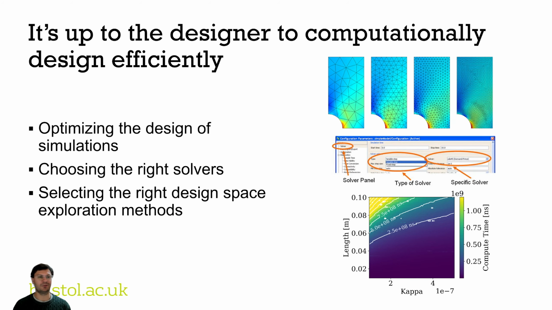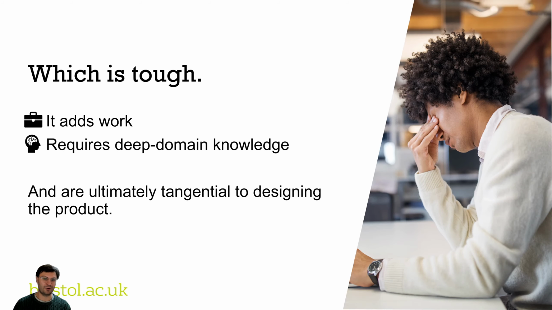At the moment, for a designer to design computationally and efficiently, it's all upon the designer themselves. They've got to think about optimizing the design of simulations: which set of simulations to run, at what fidelity, and which models and simulation tools to use. Are you choosing the right solvers within those? Because if you don't, you can use more computational time even though you get the same answers in the end. So it's about picking the right solver for the right problem, and also exploring the design space in an efficient way. What elements are critical to model in detail, which ones need not so much detail, and how do we navigate that space? That is tough for every designer.